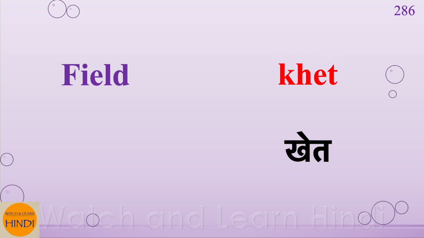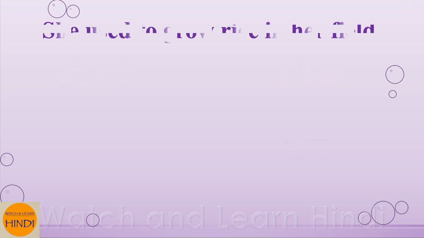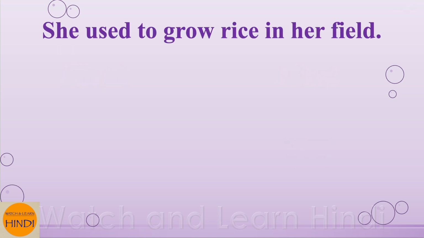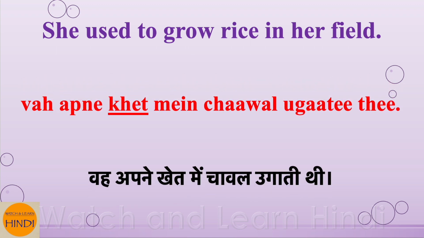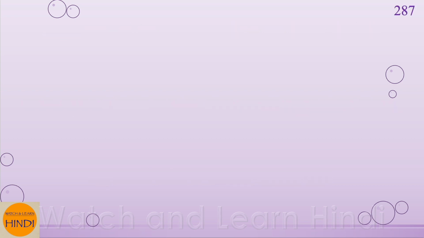Field, खेत. She used to grow rice in her field. वह अपने खेत में चावल उगाती थी. Here, वह refers to she. चावल is rice. She used to grow rice in her field.